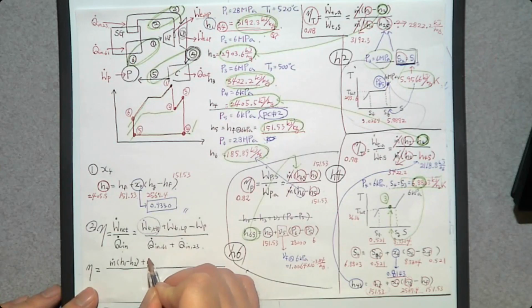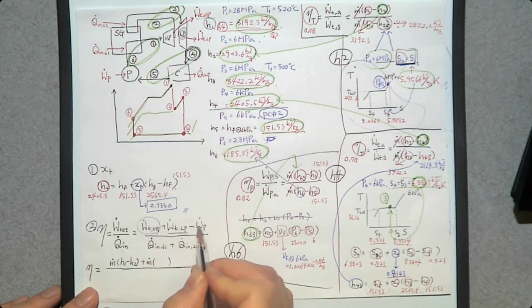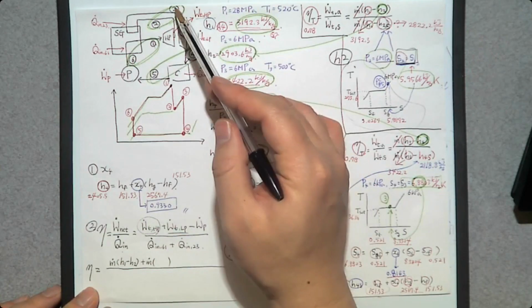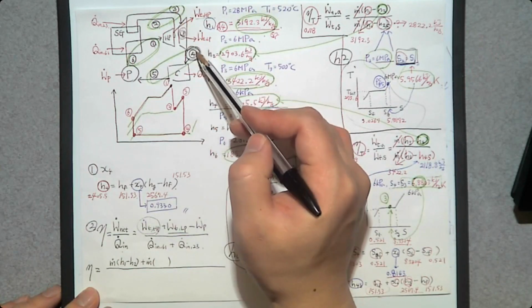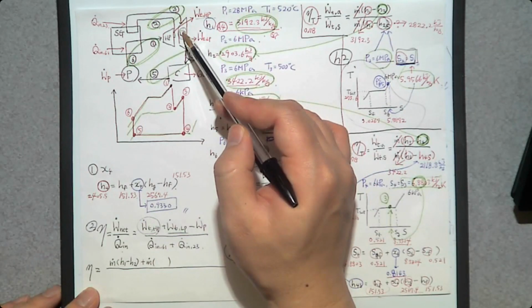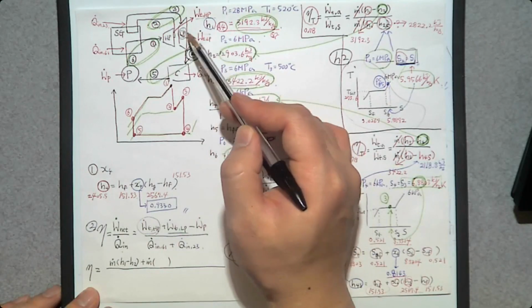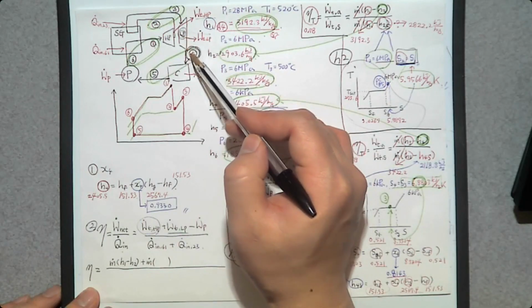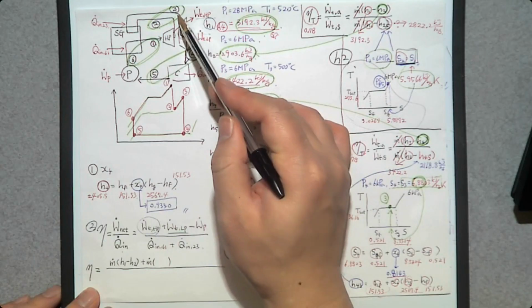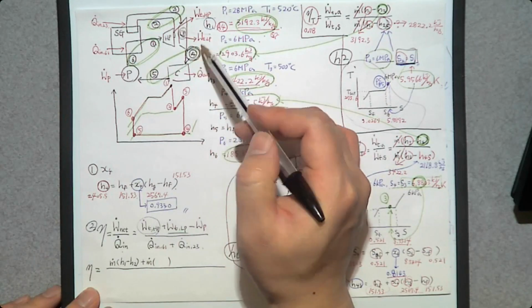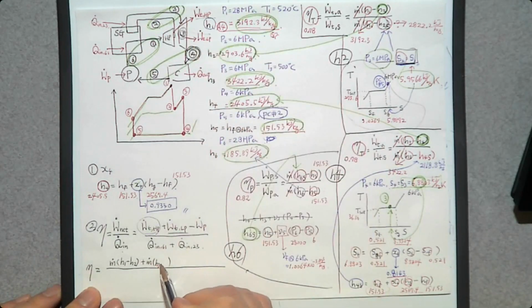What about the low pressure turbine? This one, the low pressure turbine. The inlet is number 3, exit is number 4. Number 3 goes in and produces power, and the leftover exits at number 4. So H3 should be greater than H4. H3 minus H4. Then minus the pump power.